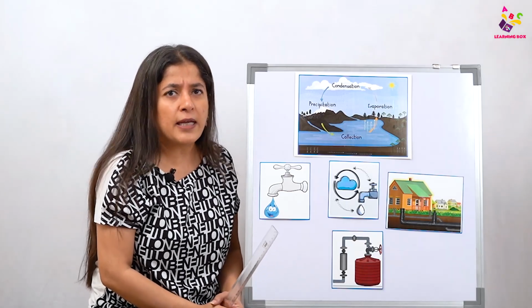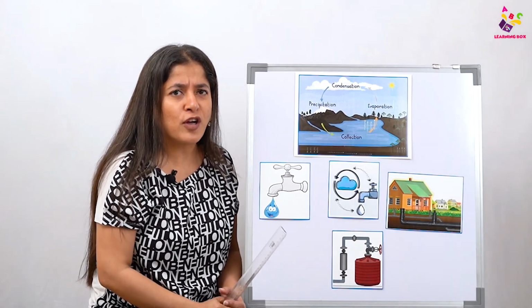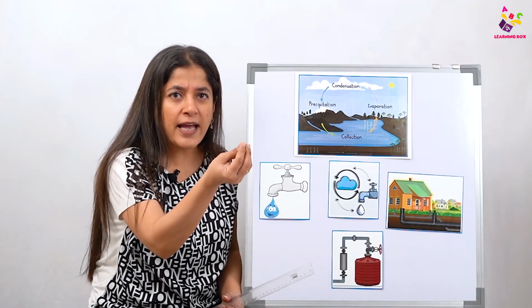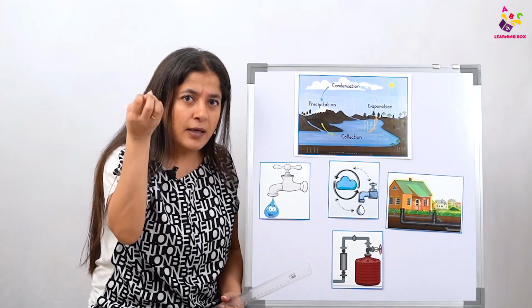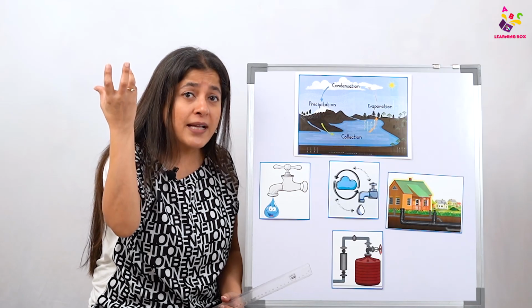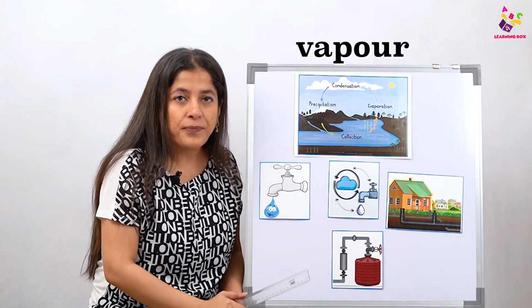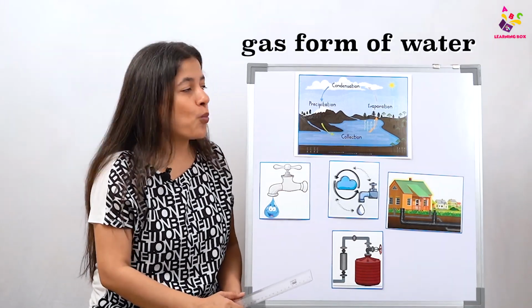Does mama make tea or coffee at home? Have you all ever seen that liquid on the gas? And what happens? Do you see the smoky thing coming out? What is that? That is vapor. That means the gas form of water.